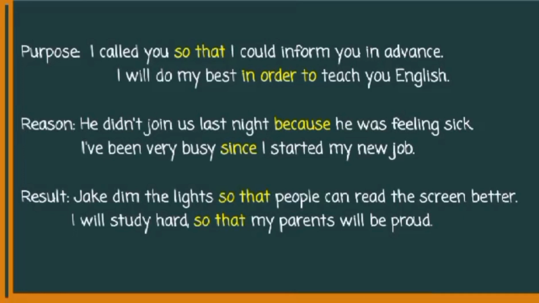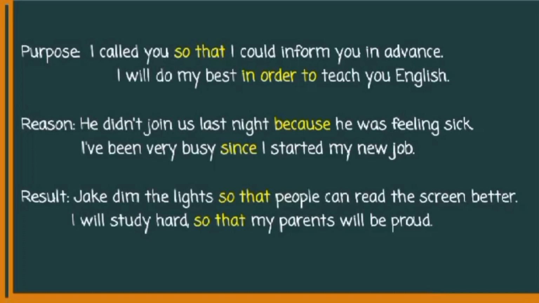Purpose. We use it to express purpose in a sentence. We can identify that the sentence has a conjunction of purpose if the conjunctions are in order to and so that. For example, I called you so that I could inform you in advance. I will do my best in order to teach you English.